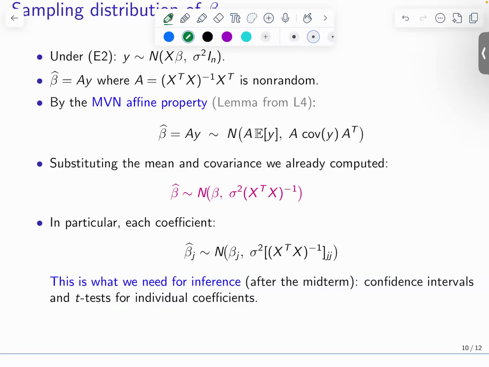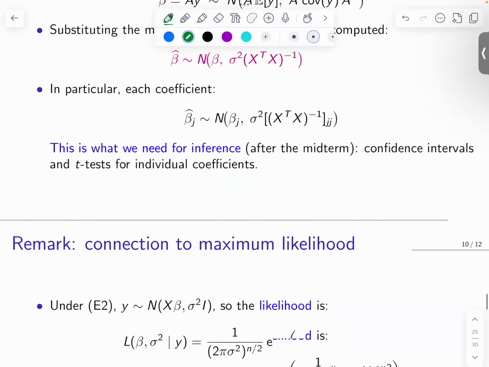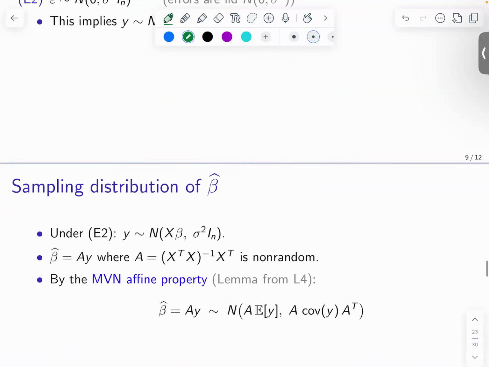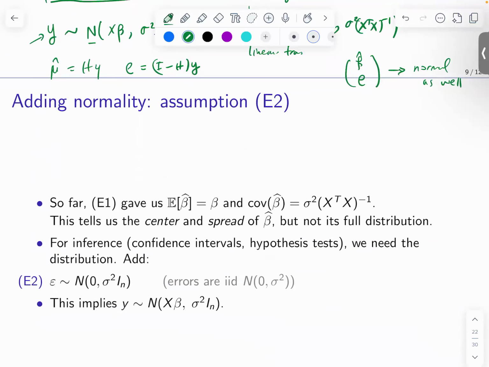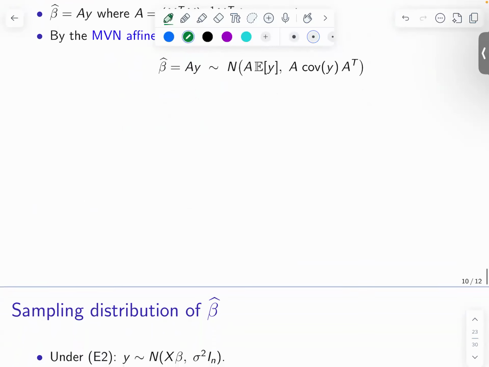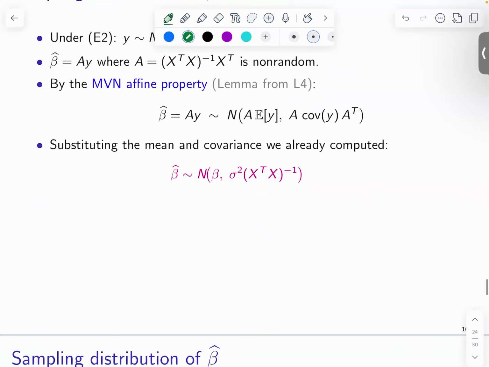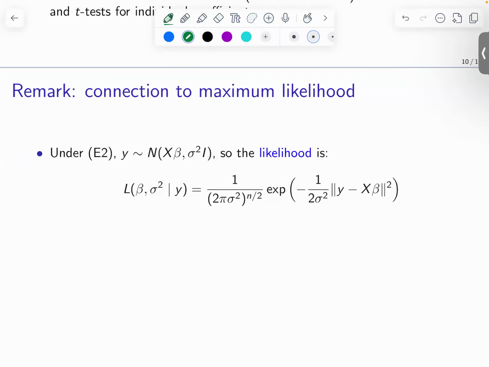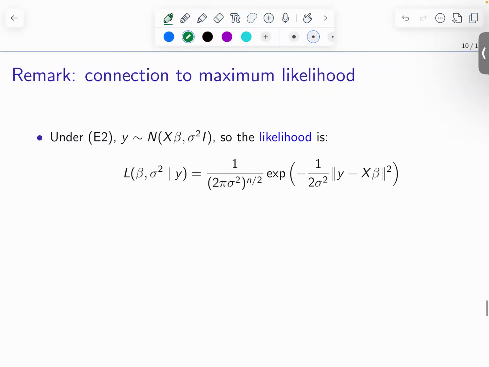Beta hat, so this is going to be something that we use after the midterm to do inference. Is this clear? These slides just go over, after E2, all these quantities that we saw, and you argue that they're normal because they're linear or affine transformations of Y. Just convince yourself of that, and then the covariance and expectation you can compute by the properties, linearity, and the lemma that we have about the covariance of AY.